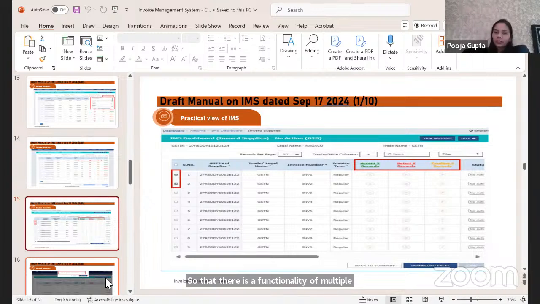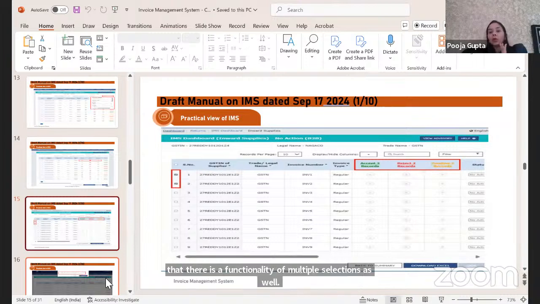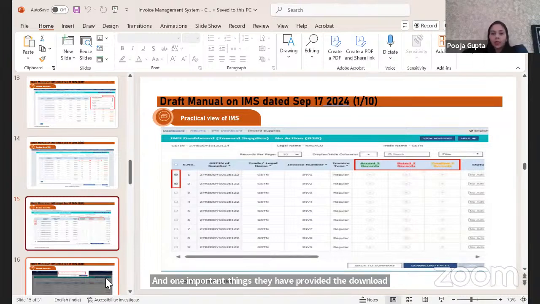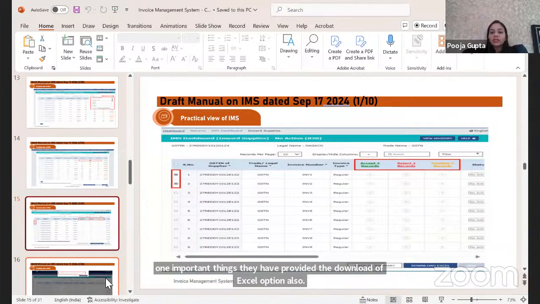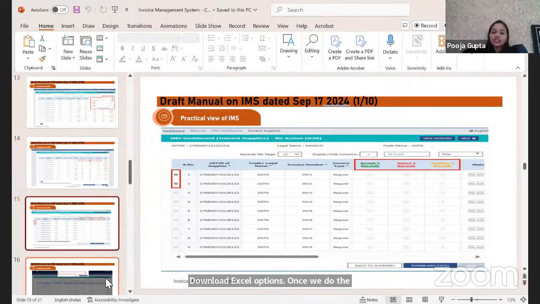And one important thing, they have provided the option to download Excel also. Once we do the accept, reject, and pending, or even without taking any action, we can download that Excel for our easy convenience, for our matching with the purchase register and everything.